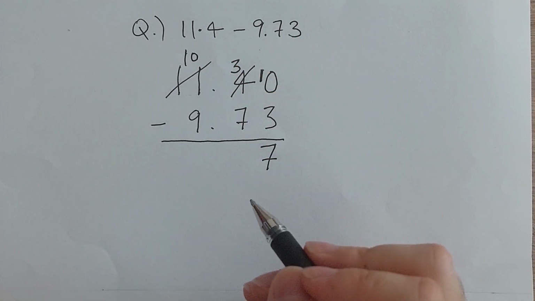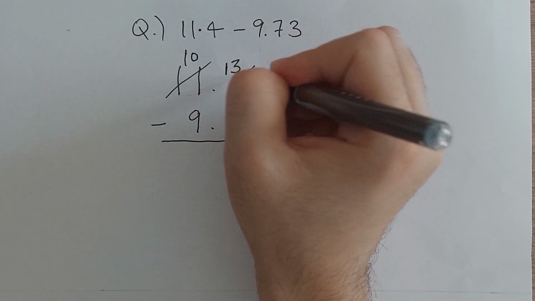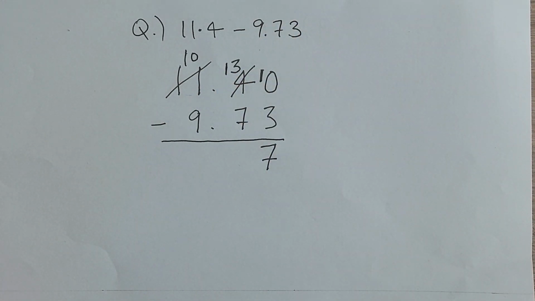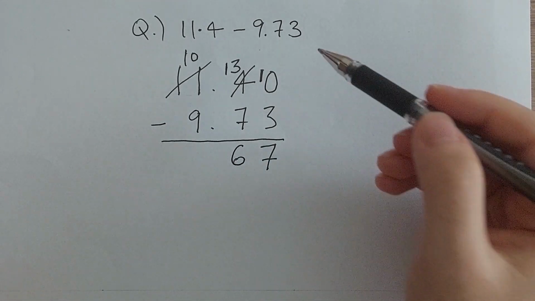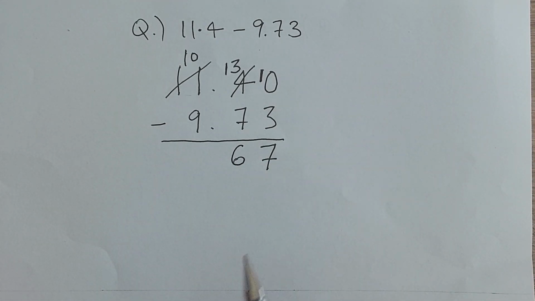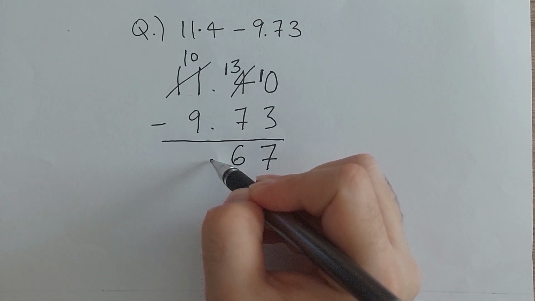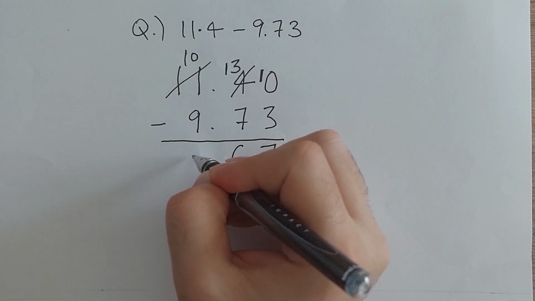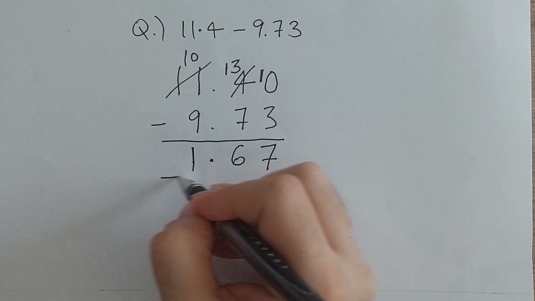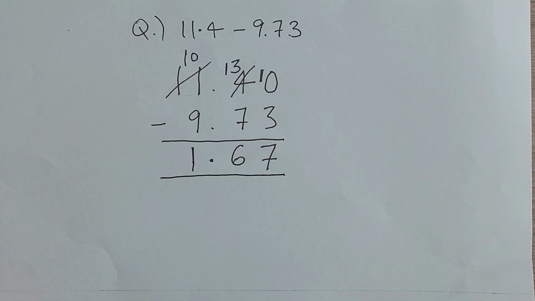The one that we subtract from 11, we write here, and now this becomes 13. Because 13 is greater than 7, we can subtract them now. So 13 minus 7 is 6. We write 6 here. Now, because both the numbers being subtracted have two digits to the right of the decimal point, the answer should also have two digits to the right of the decimal point. And now we subtract 9 from 10. So 10 minus 9 is 1. So 11.4 minus 9.73 is 1.67.